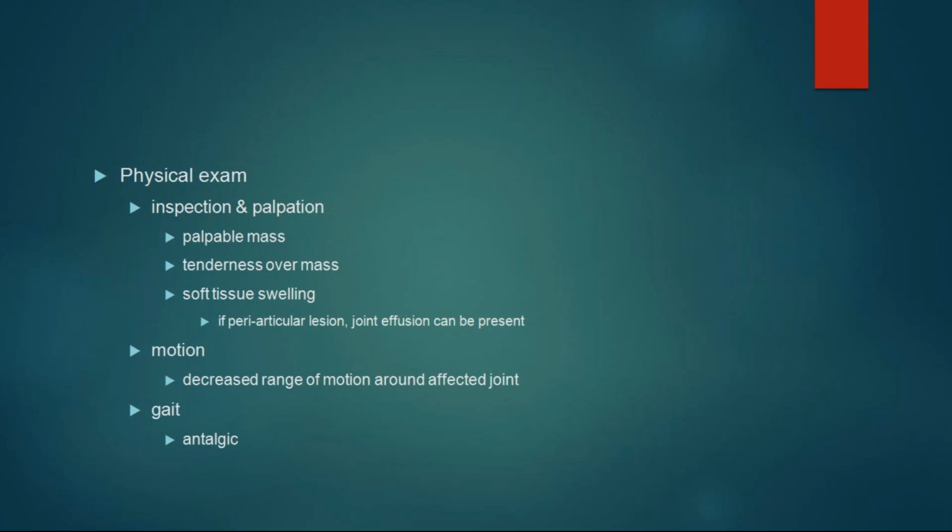And in physical examination, on inspection and palpation, there is a palpable mass, there is tenderness over the mass, and there is soft tissue swelling. And if a periarticular lesion is present, joint effusion is also present. On palpation, another characteristic feature is eggshell crackling in giant cell tumor. It is a characteristic finding. And in motion, there is decreased range of motion around the affected joint. And the gait is antalgic, because as there is pain, there will be antalgic gait.